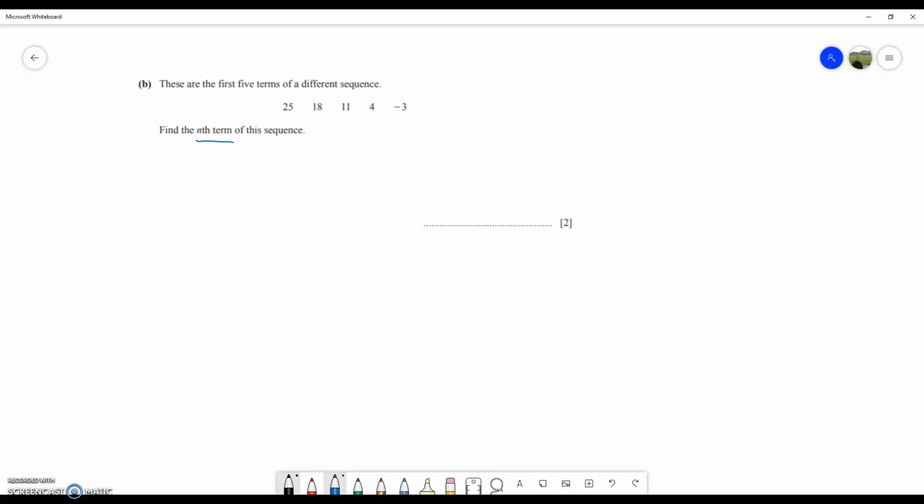So just as a reminder, this would be T1, this is T2, this is T3, T4, T5, and then obviously that would carry on to any number that I want. So I want a general rule that will tell me what Tn is equal to. So the key thing with all these sequences is looking at the first difference.